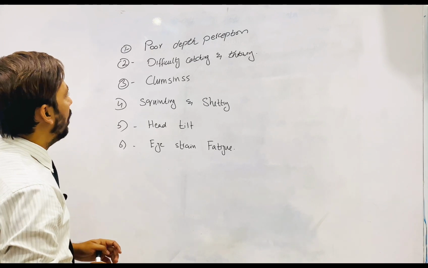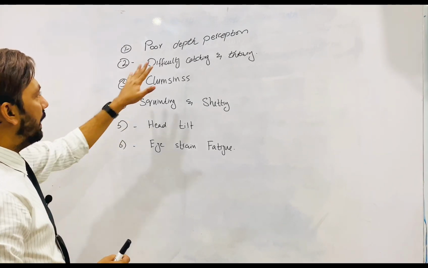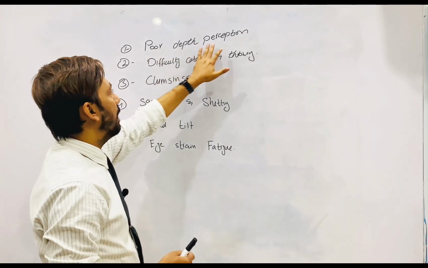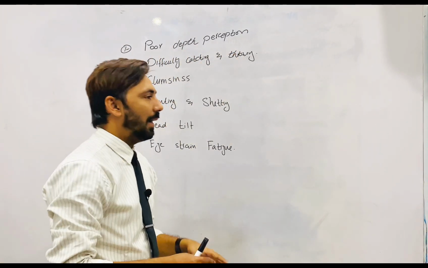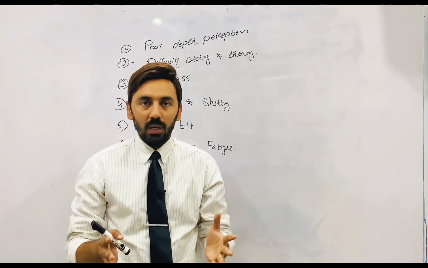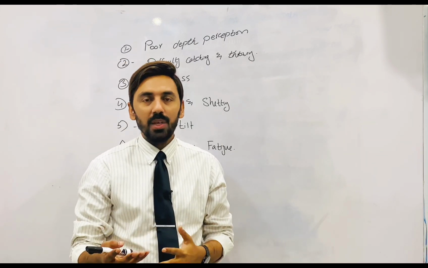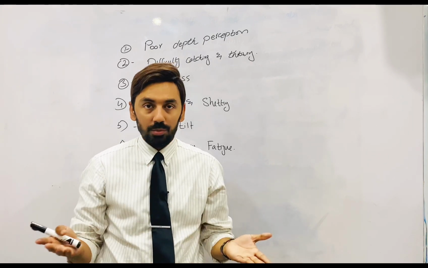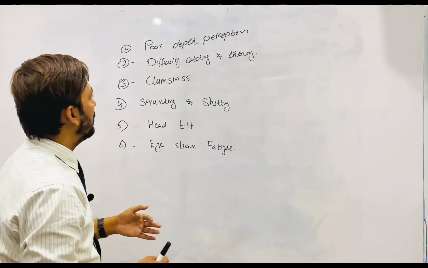So the strabismic amblyopia patient will face poor depth perception. Remember that the strabismic amblyopia patient will face poor depth perception. He will be unable to observe things properly, right? The depth of the object, the length of the object, and the width of the object, right? So there would be poor depth perception.